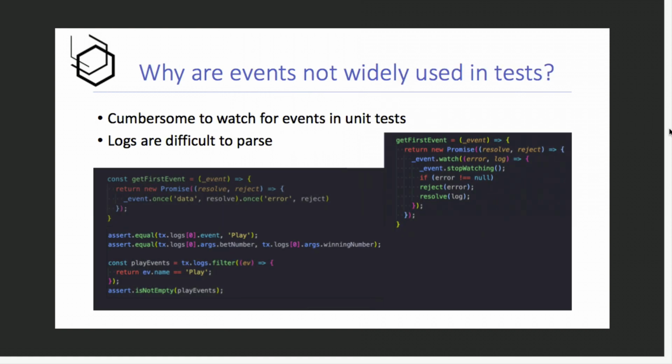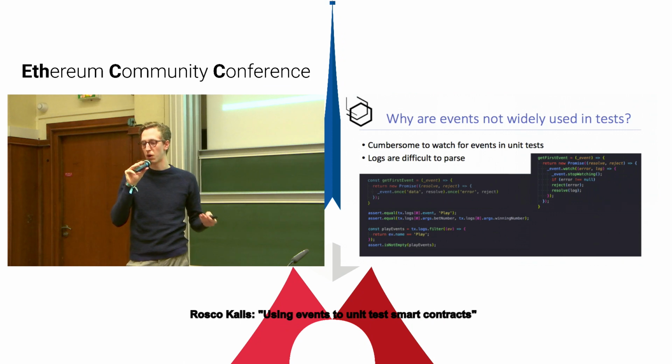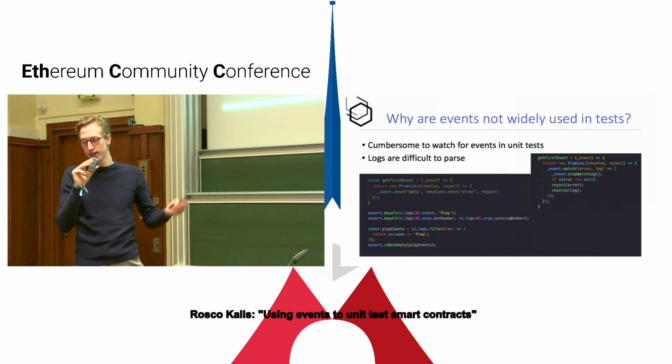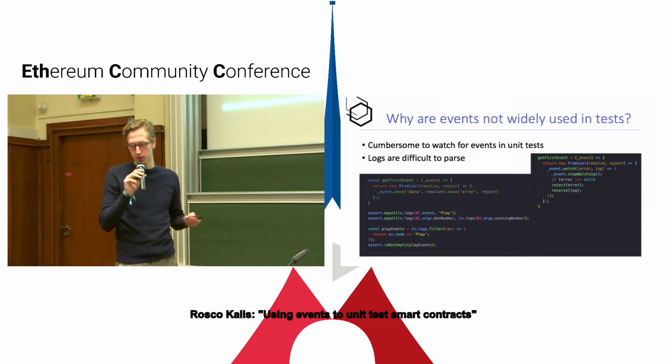So on to these events in unit tests. Why are they not that widely used? What are the complications in using these events? The first thing is that it's quite cumbersome to watch for these events inside your unit tests. You will probably end up doing something like these getFirstEvent functions. The right one is the old way with Truffle version 4 and Web3 version 0.x, and the other is for the newer API.